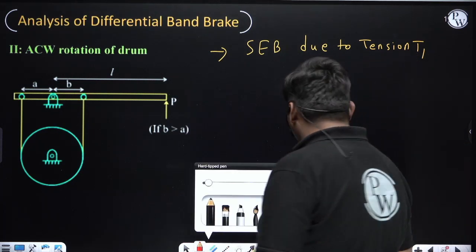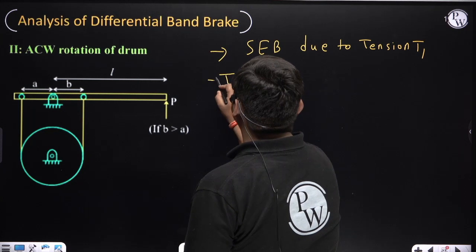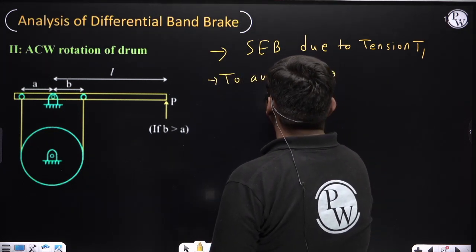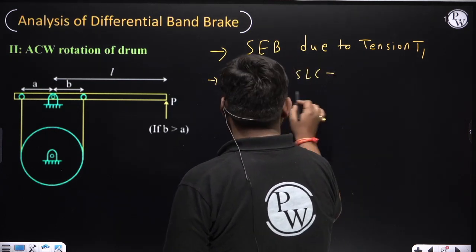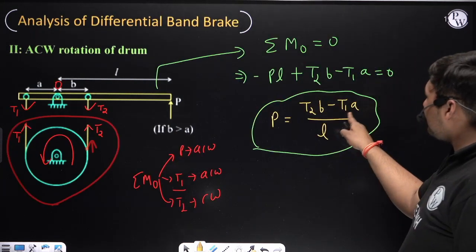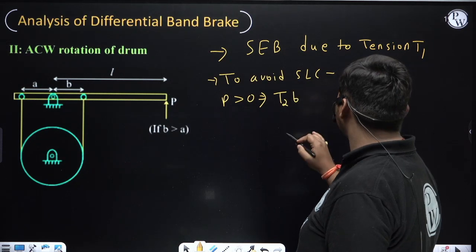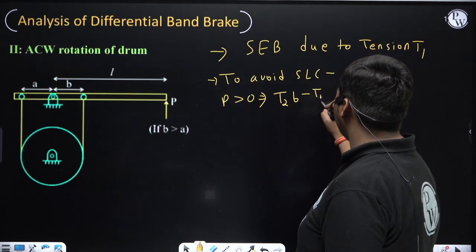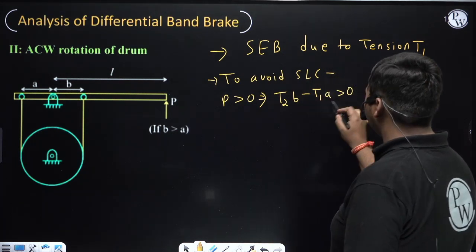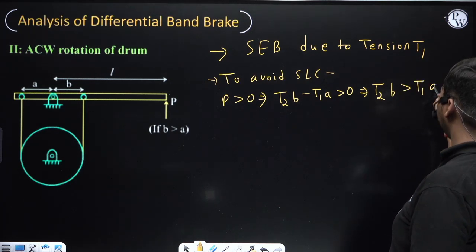Now if you want to avoid the self-locking condition, what do we need to ensure? P must be greater than 0. To ensure P is greater than 0, we need to ensure this above part is greater than 0. This above part is T2B minus T1A. T1A must be greater than 0. To ensure this, T2B must be greater than T1A.